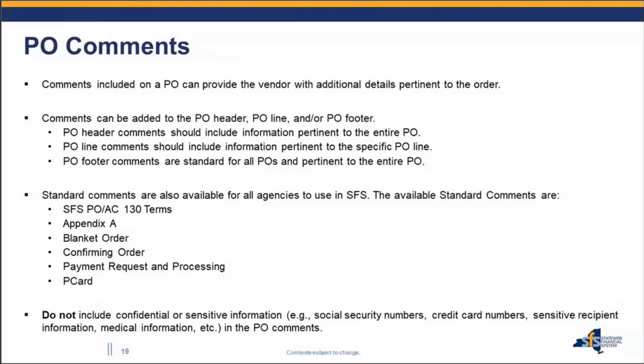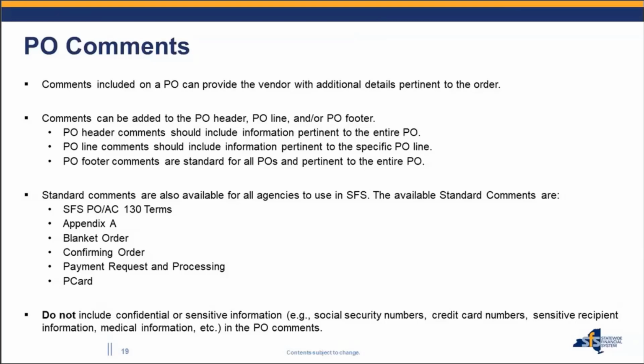These comments can be added in several different places within SFS on your requisitions or purchase orders. You can use the PO header, the PO line comments, or the PO footer. Now, we would recommend that those PO header comments, when utilizing those, should include information that is pertinent to the entire purchase order. So these apply to the purchase order as a whole. If you're utilizing PO line comments, these would be more specific to that individual purchase order line. So if you have details for a specific PO line, you want to utilize the PO line comments.